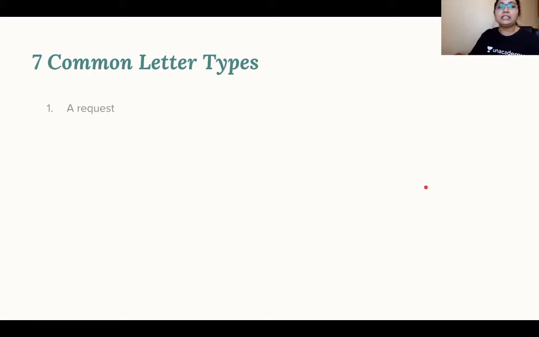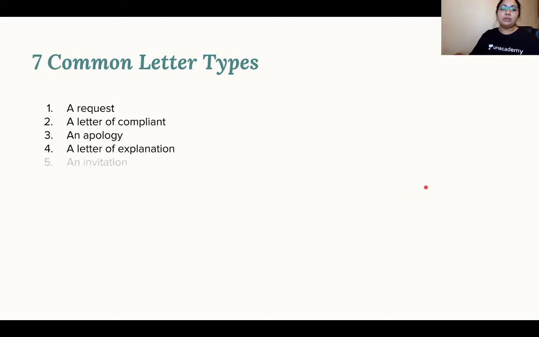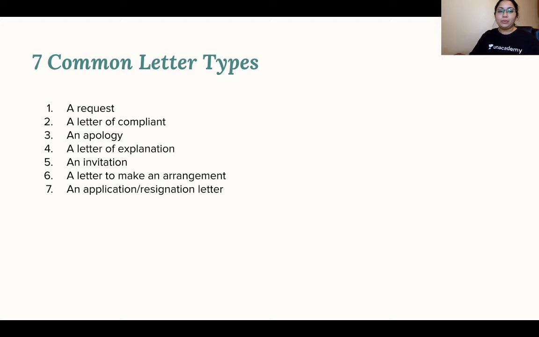For you to quickly understand, there are 7 common letter types that we do, which is a request letter, where you request somebody for something. You're writing a complaint letter, a letter of complaint, an apology, where you're being sorry for something that happened, a letter of explanation, where you're telling somebody why this happened and you would like to let them know the points from your side. You're inviting somebody to an event, to a wedding, or to a graduation ceremony or things like that. A letter to make an arrangement, probably to your friend, to let him know you are coming to a different country, for a job or for further education and things like that.